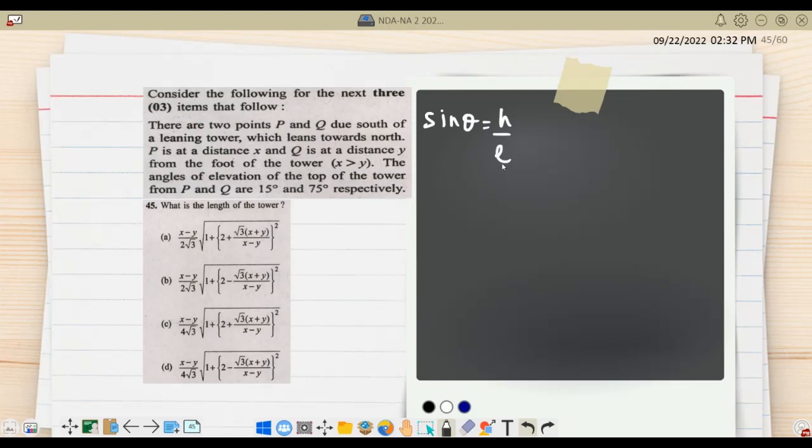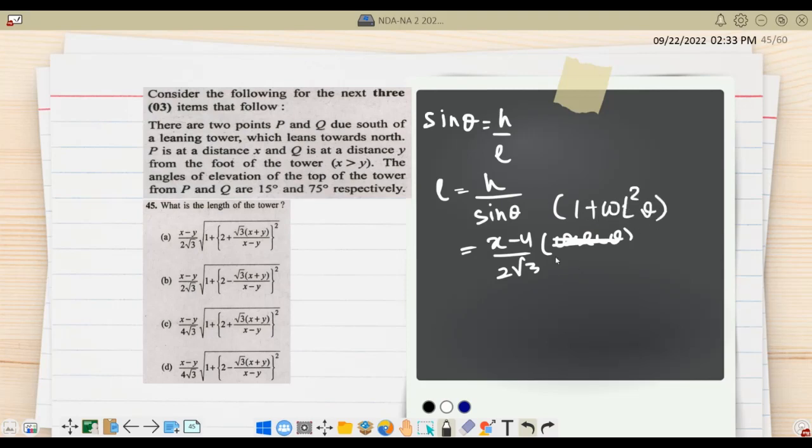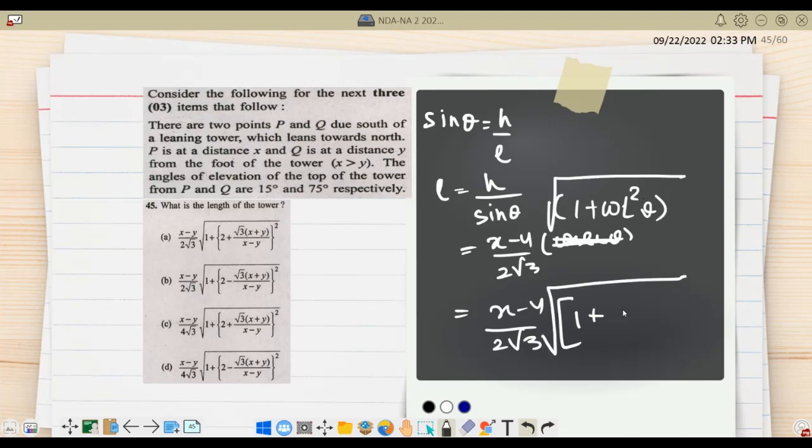So sine theta equals h by L. So we're going to just replace whatever we know. So L is equal to h by sine theta. Right. So h, we know the value, (x minus y) by 2 root 3 into cosecant theta. The value of cosecant theta can also be written as root of 1 plus cot square theta. So this is (x minus y) by 2 root 3 into root of 1 plus cot square theta.